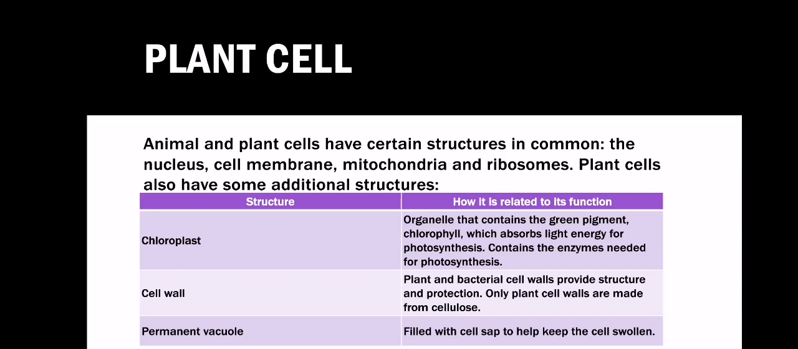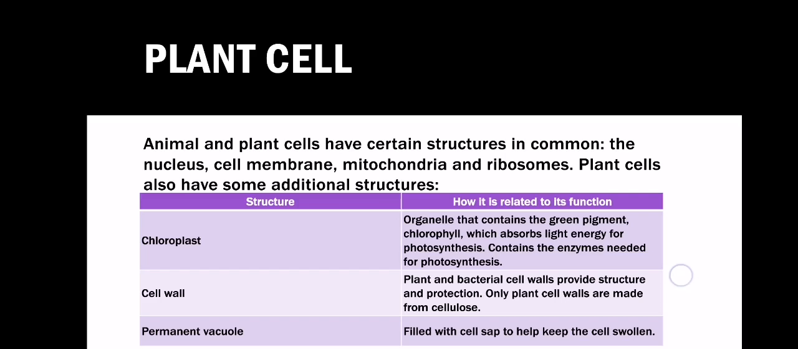Now, this is just for the plant cell. As I said before, animal and plant cells have certain structures in common, but plant cells also have some additional structures like chloroplast, cell wall, and permanent vacuole. This is just the function and structure for them. For the chloroplast, you can remember it contains the enzymes needed for photosynthesis. It's really easy to remember.